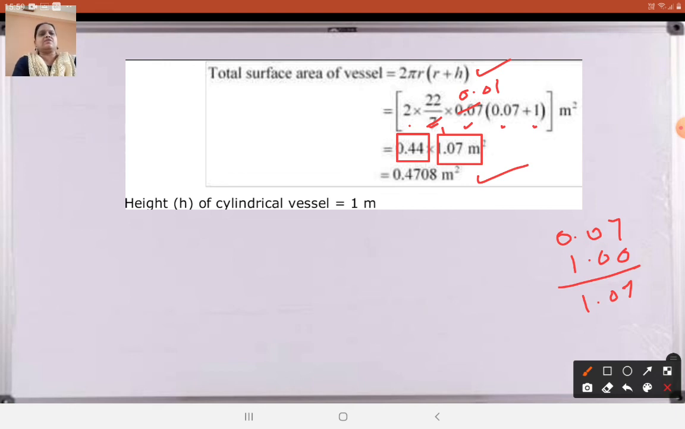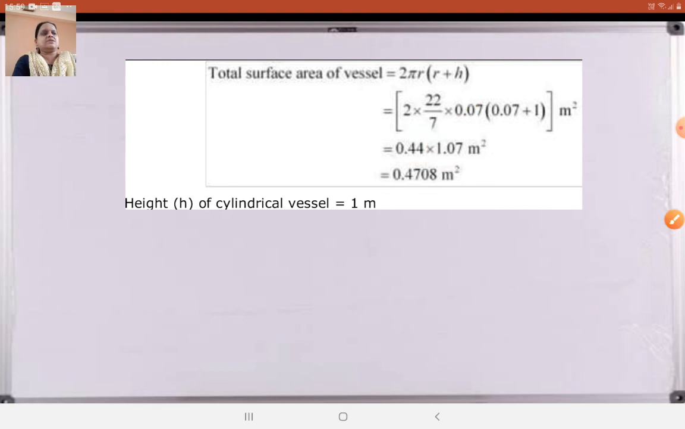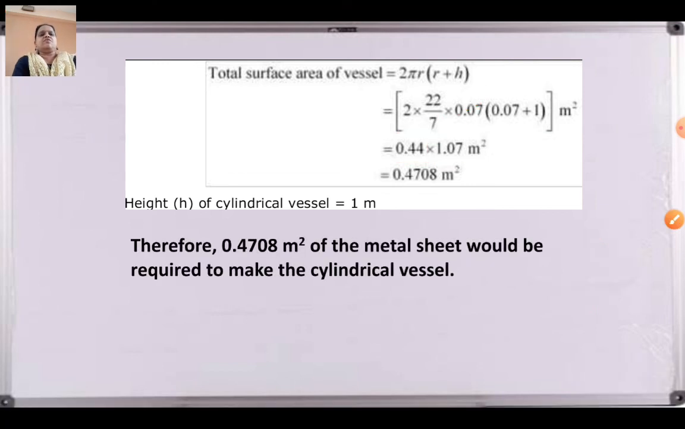So what is the final one? Therefore here the height of the cylindrical vessel is given as 1 meter. We have used that 1 meter over here. Is it correct? Therefore 0.4708 meter square of metal sheet would be required to make the cylindrical vessel.